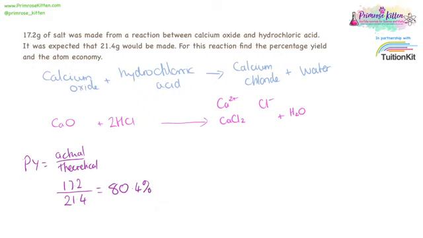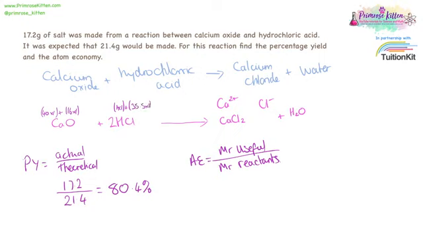For atom economy, we need to do the MR of the useful or the required over the MR of the reactants. Now we need to go to our periodic table and work out the MR of everything. Calcium is 40 and there's one of them, plus oxygen which is 16 and there is one of them. We have hydrogen which is 1 and there's one of them, plus chlorine which is 35.5 and there is one of them. All of that there is 2.